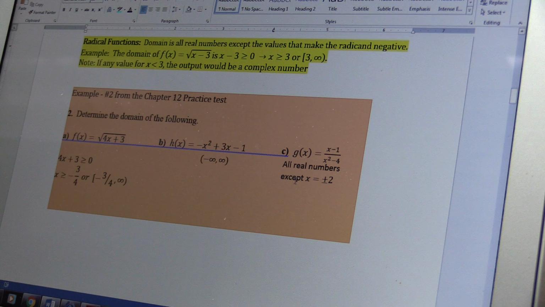So that's dealing with the domains and ranges of equation type examples versus the discrete.